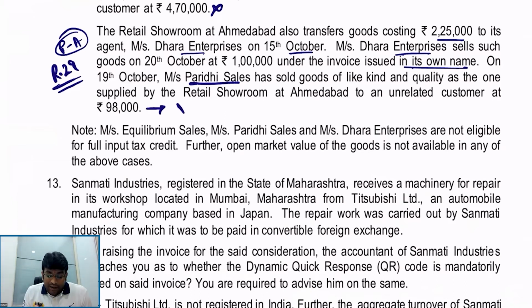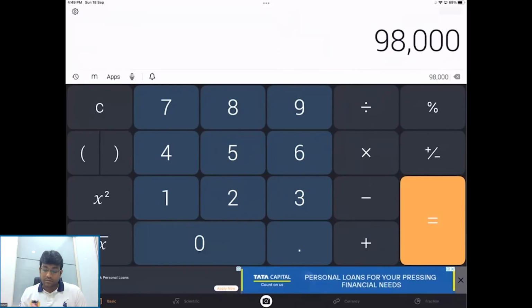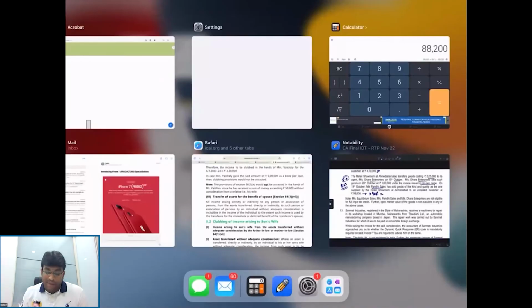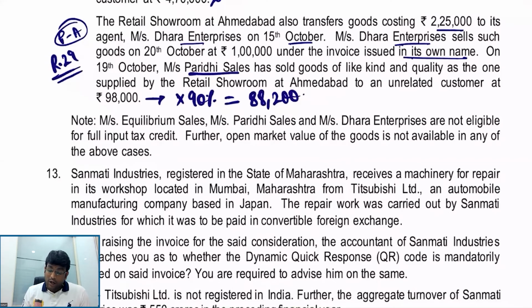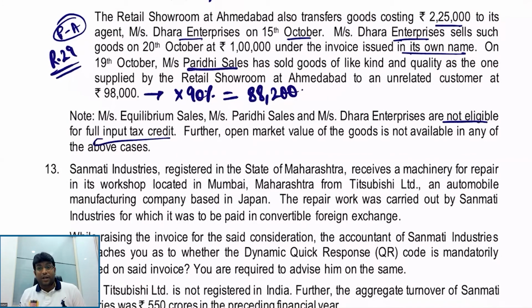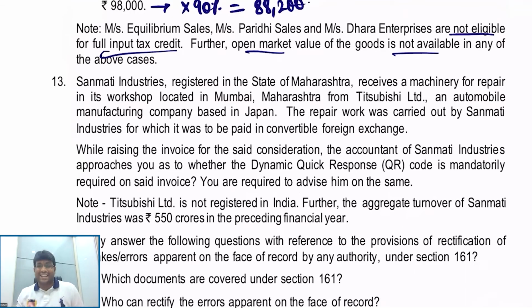What value we supplied? 98,000. That into 90%, which is working out to 88,200. That becomes my value of supply. In the question only they have told they are not eligible for full input tax credit. That's important because if they are eligible for full input tax credit, invoice value is deemed to be the open market value. And open market value is not available. That is the reason why we applied all this concept, my dear friends. Make sense, right? Exactly. That is the story of this beautiful question number 12.